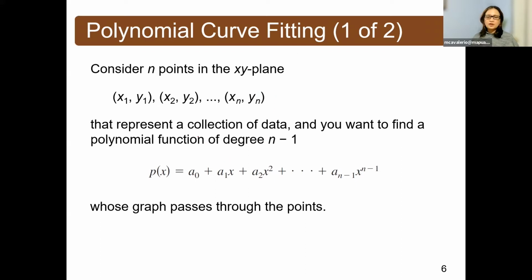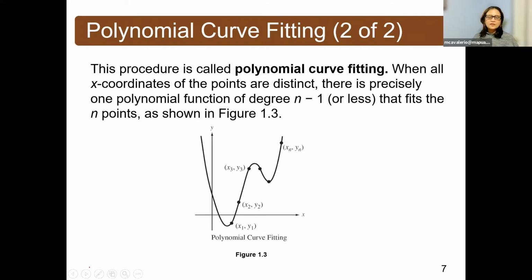and you want to find a polynomial function of degree n minus 1, such that p of x is equal to a naught plus a sub 1 x plus a sub 2 x squared plus dot dot dot plus a sub n minus 1 times x raised to n minus 1, whose graph passes through the points. This procedure is called polynomial curve fitting.